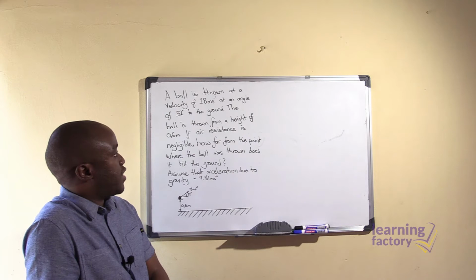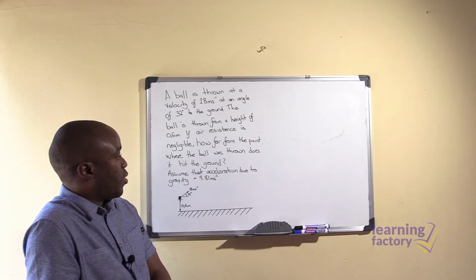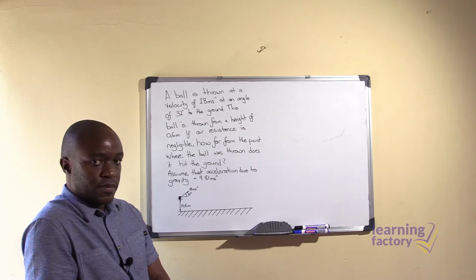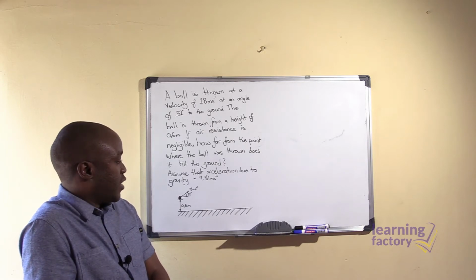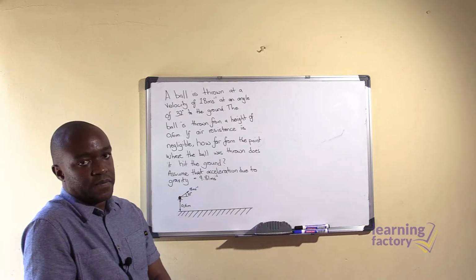A ball is thrown at a velocity of 18 meters per second at an angle of 32 degrees to the ground. The ball is thrown from a height of 0.6 meters. If air resistance is negligible, how far from the point where the ball was thrown does it hit the ground? Assume that acceleration due to gravity is 9.81 meters per second squared.